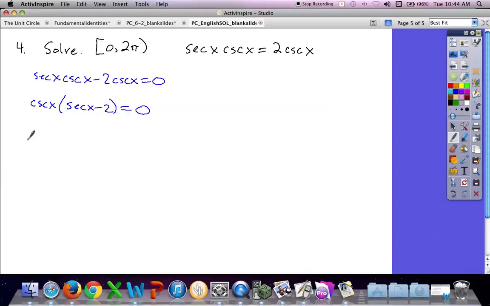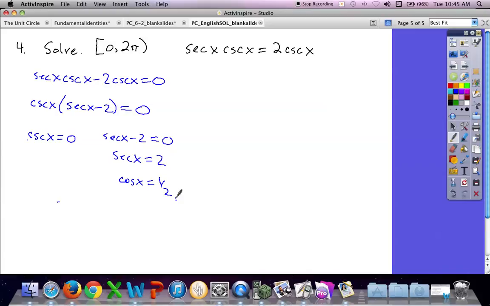And then what? Set them both equal to 0. So cosecant x equals 0, and secant x minus 2 equals 0. So secant x equals 2, which means, secant is 1 over cosine. So then that tells you that cosine is half.